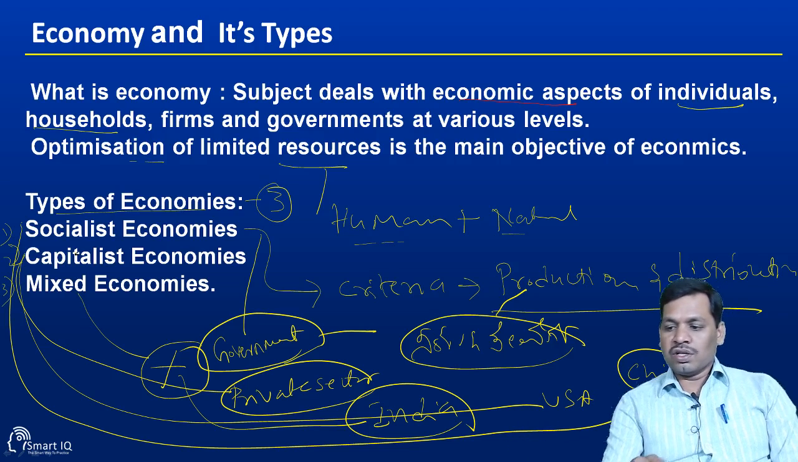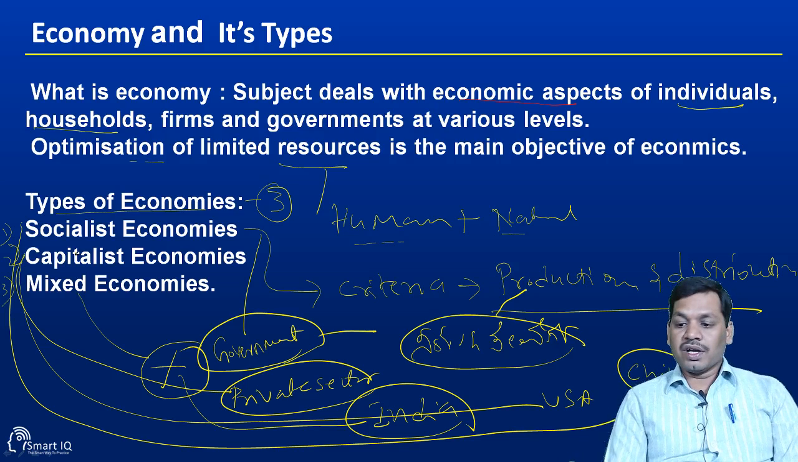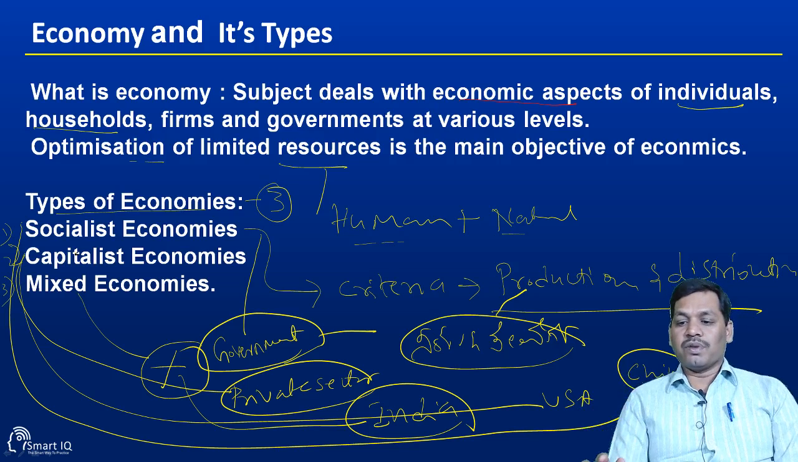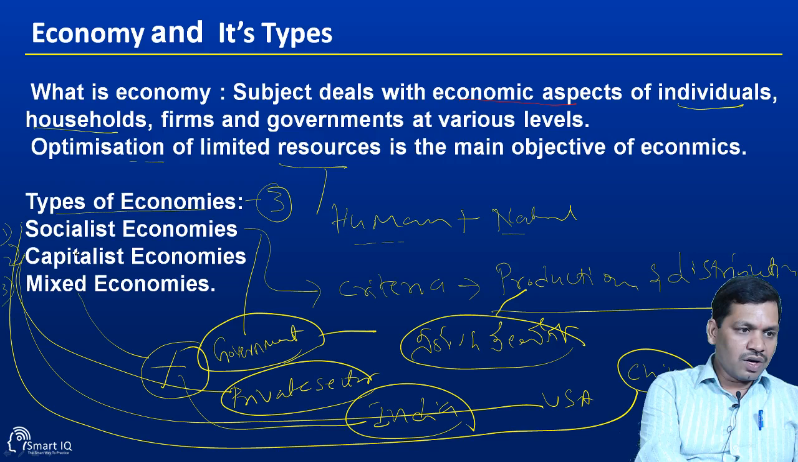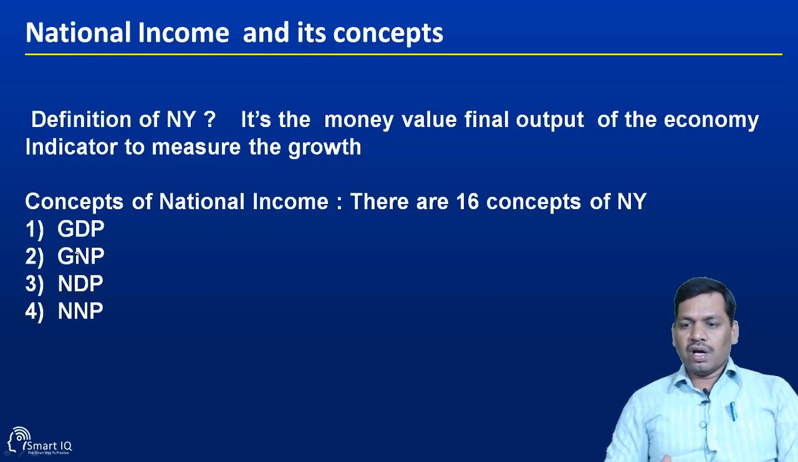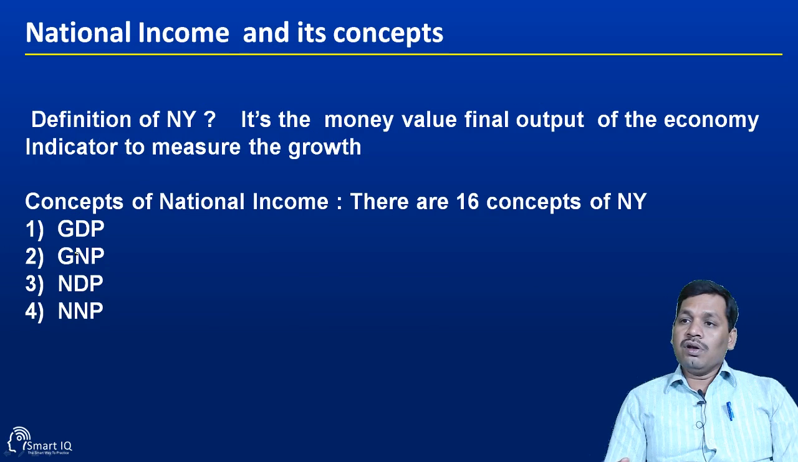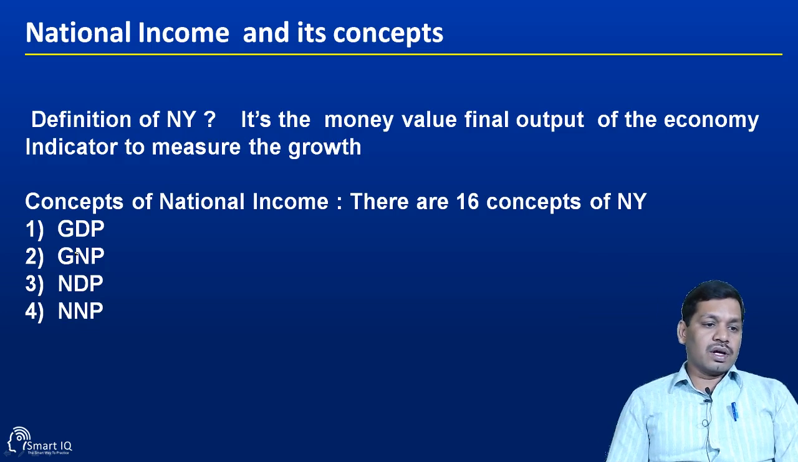So this is what the world economies are bifurcated into, 3 categories: socialist, capitalist, mixed economy, and one should remember this. Let me move on to the next slide. Dear students, as we know, the economies are classified into 3 categories. We should also know where these economies are standing.